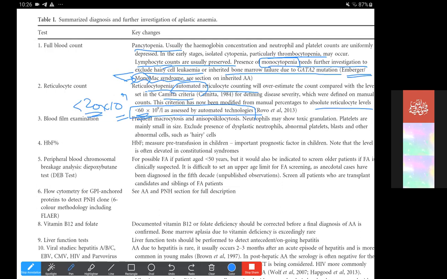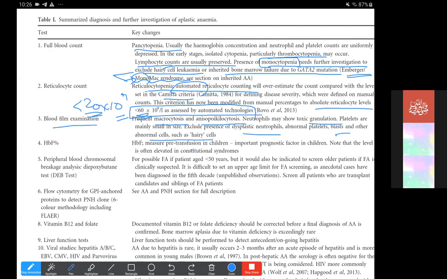Now, the blood film examination will, of course, show anemia, but there will more frequently be macrocytosis and anisopoikilocytosis, and the neutrophils are normal, with no abnormal cells such as hairy cells.